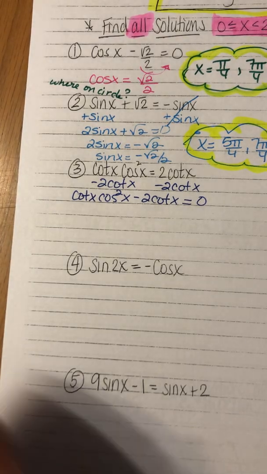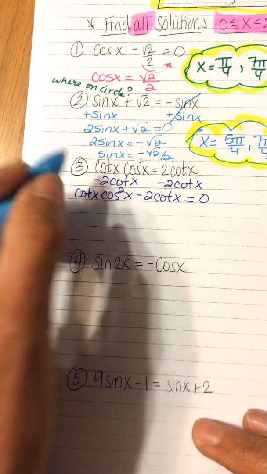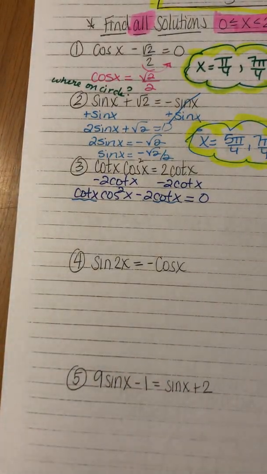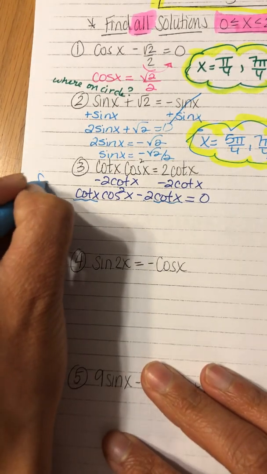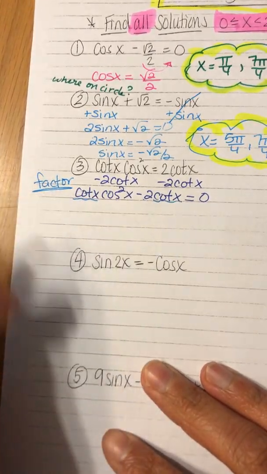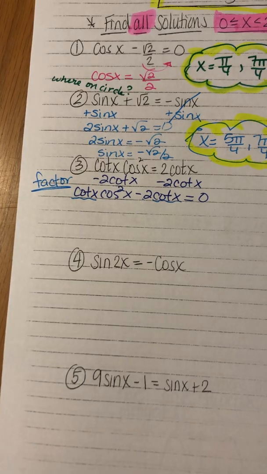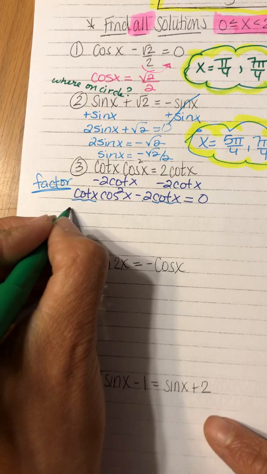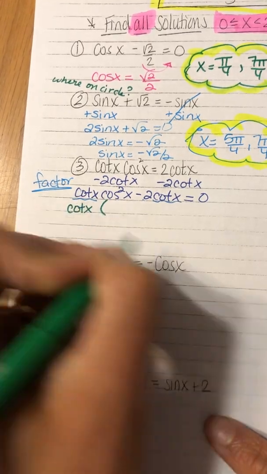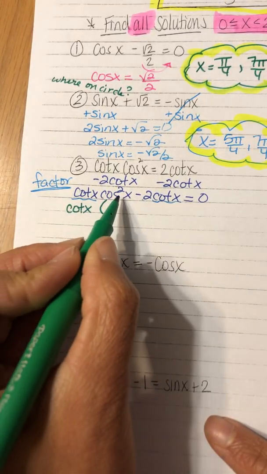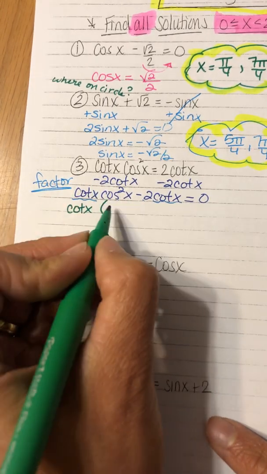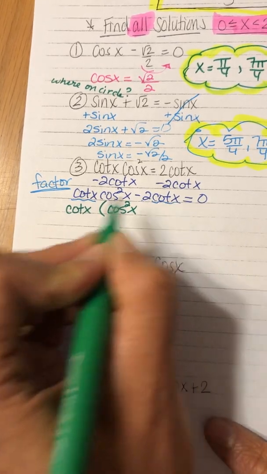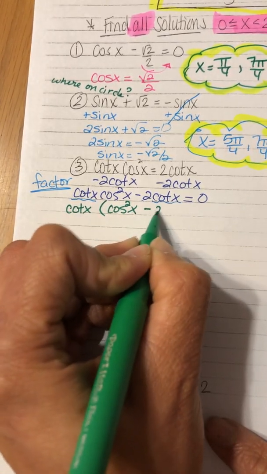Okay. Well, there is a cotangent in common, like I mentioned a second ago. So let's go ahead and factor that out. So we're going to factor here. I'm going to write that in just to remind you later, so that when you look at these later, if you do look at them later, that's what you did. So let's take the cotangent x out. So divide it out. Cotangent x cosine squared x divided by cotangent x leaves me with cosine squared x. Negative 2 cotangent x divided by cotangent x leaves me with just a negative 2.